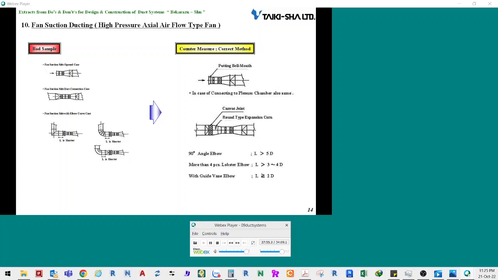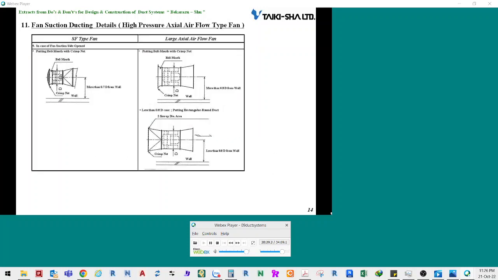If an elbow is used on the suction side, the length L must be 5D or longer. If a lobster back elbow consisting of 4 pieces or more is used, the straight duct length L must be 3D from 4D. If an elbow with guide vanes is used, the straight duct length L must be 2D or longer. Therefore, be sure to use a straight portion and connect it to the fan suction outlet. For more, see the next slide.